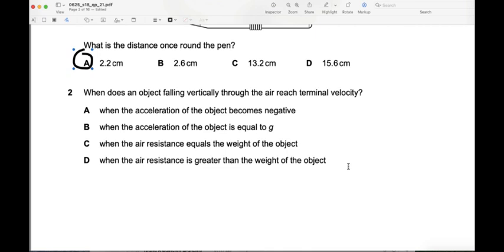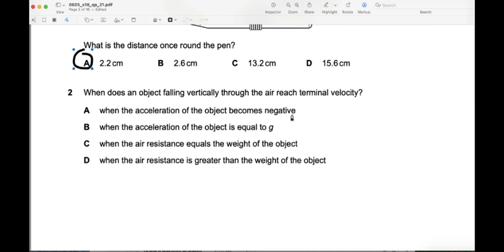When does an object falling vertically through the air reach terminal velocity? We all know this, right? When any object falls from an aeroplane or anything in the sky, falling through the air, it reaches a terminal velocity when the air resistance is equal to the weight of the object. So we look for that option.